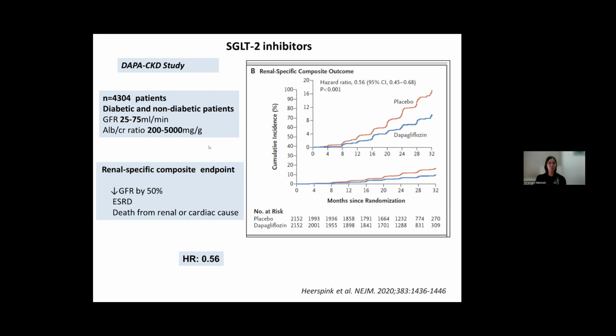The renal specific composite endpoint was a reduction of GFR by 50%, or ESRD, or death from renal or cardiac cause. And as we can see here in the graph, compared to placebo, really, indeed, in the dapagliflozin group, there was a reduction in this renal specific composite endpoint with a hazard ratio of 0.56.